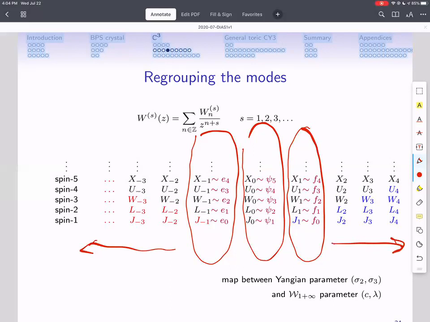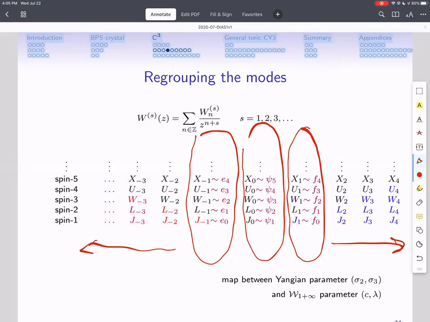And where does the co-product come from? Yeah, I don't remember off the top of my head how the dictionary works.